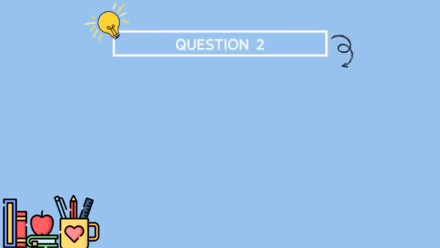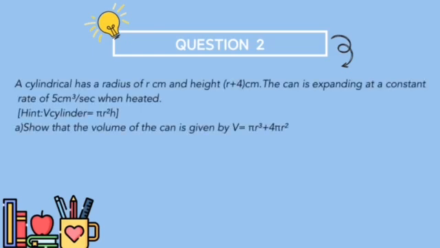Next I will explain question 2. A cylindrical can has a radius of r cm and height r plus 4 cm. The can is expanding at a constant rate of 5 cm³ per second when heated. The hint given is that the volume of a cylinder is equal to pi r squared h. Question A: show that the volume of the can is given by V equals pi r cubed plus 4 pi r squared.